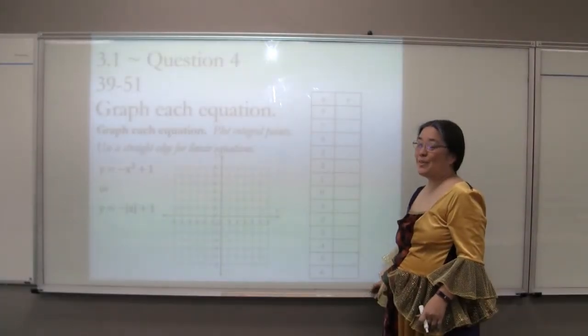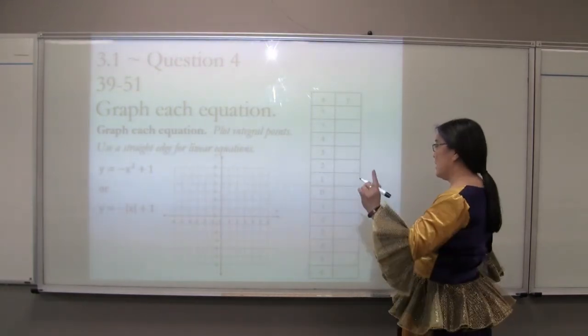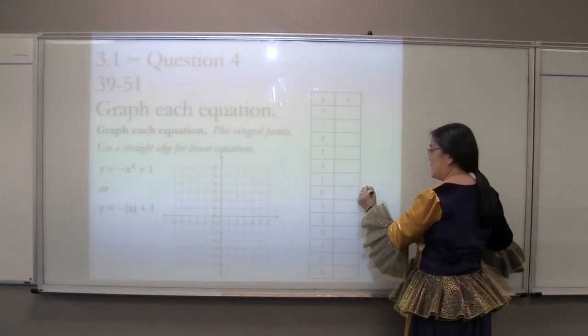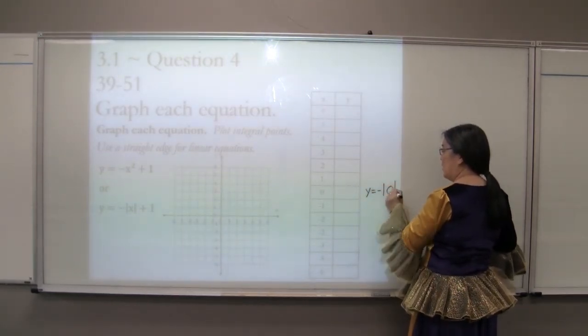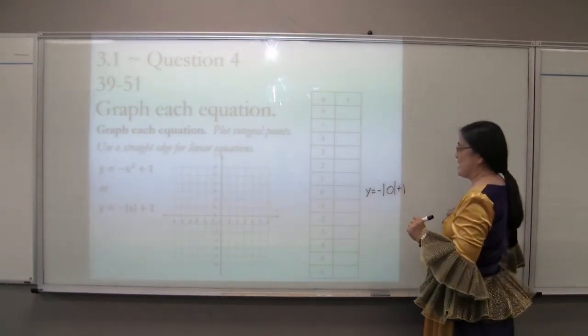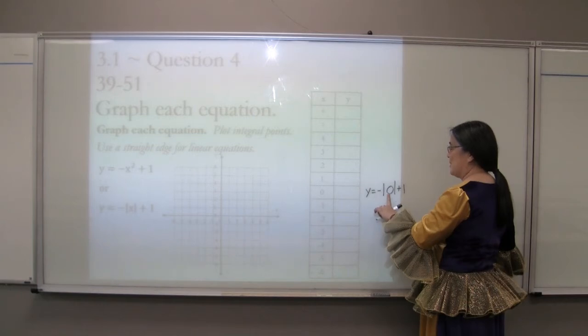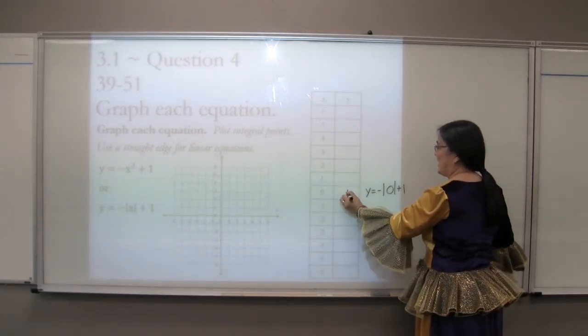Don't forget the other equation. We have y equals negative absolute value of x plus 1. We're again going to start in the center at 0. Y equals negative absolute value of 0 plus 1. We like starting at 0 because it's a very nice number to plug in. The absolute value of 0 is 0. There is no negative 0, so it's still 0 plus 1 is 1.